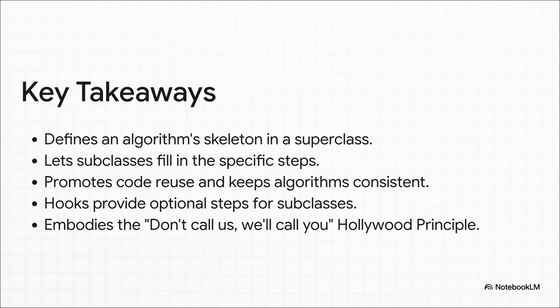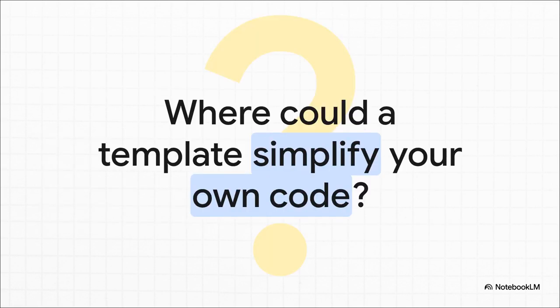Okay, so let's quickly recap the most important points. The template method pattern defines the skeleton of an algorithm in a superclass and lets the subclasses fill in the blanks. It is all about reusing code and keeping your algorithms consistent. And remember, you can use hooks for optional steps, and the whole thing embodies that "don't call us, we'll call you" Hollywood principle. So I'll leave you with this final thought.